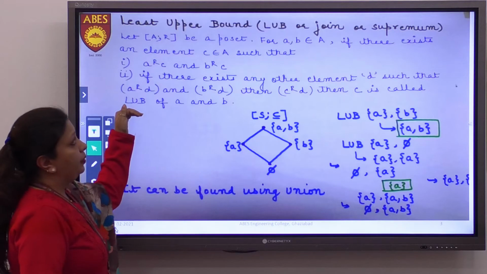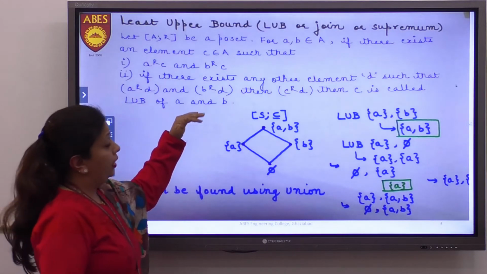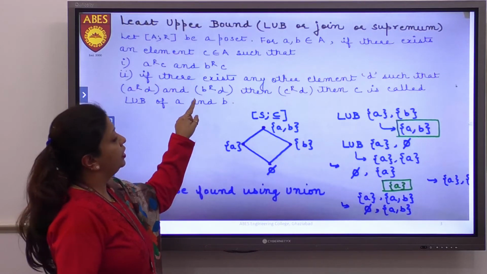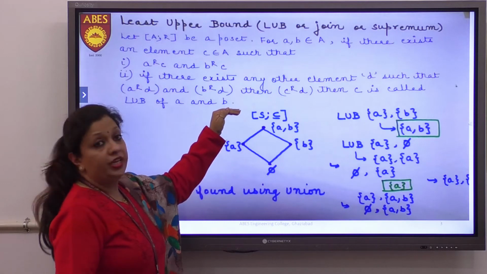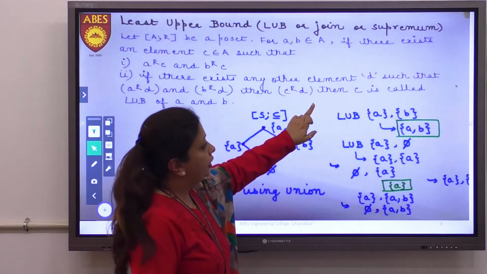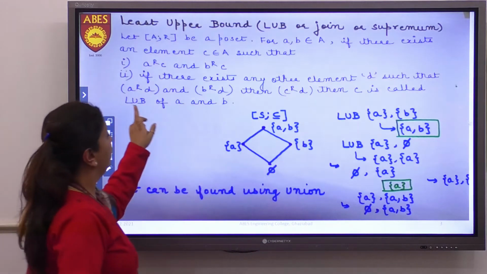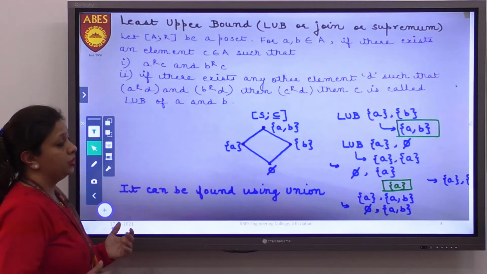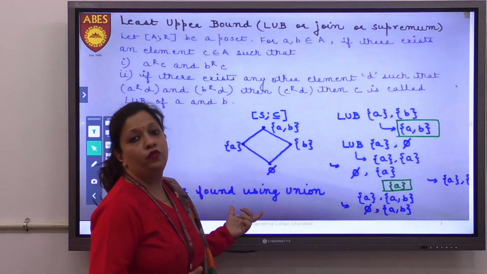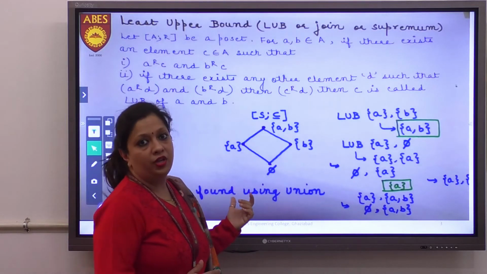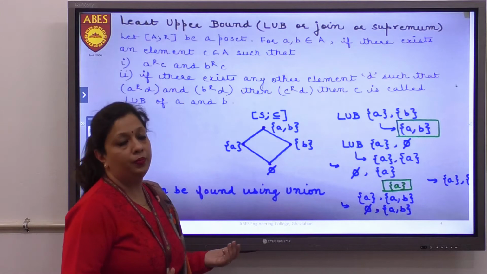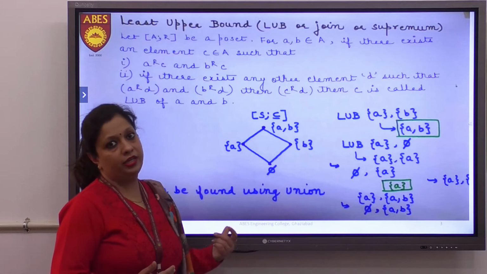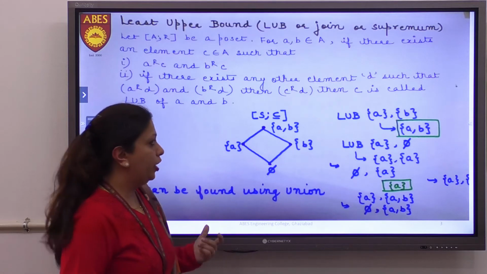Other than this, there is a second condition: if there exists another element d such that a is related with d and b is related with d, then c is also related with d. In this case also c is the least upper bound for a and b. To find the least upper bound, the simplest method is to draw the poset diagram for the given poset, and from there we can find out whether a least upper bound exists or not. It is not necessary that LUB always exists. It may exist or it may not.